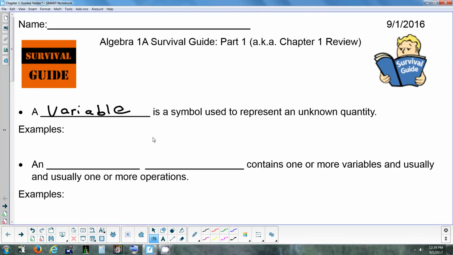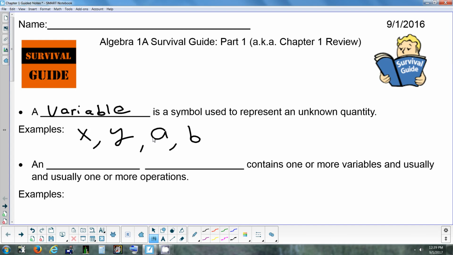What's an example of a variable? X. Yeah, X, that's a common one we use a lot. What else? Y. Yep, we use X and Y a lot, especially when we're graphing. Yep, A, B, any letter, pretty much any letter.